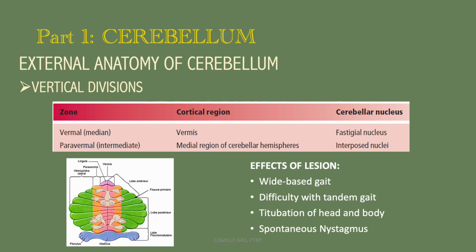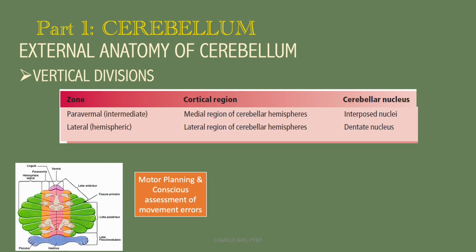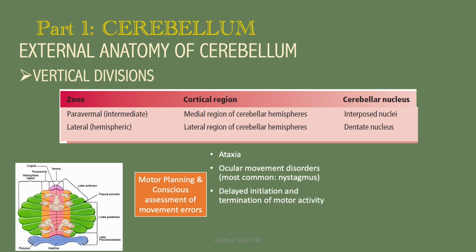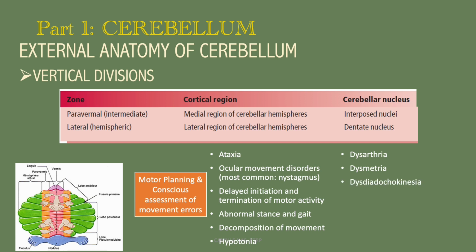And then you have your spontaneous nystagmus. Again, this is yung oscillation of the eyes. Okay, now this is specific to the lateral hemispheric. So this is also for motor planning and conscious assessment of movement errors. So you will have ataxia. Lesions to this area would result to ataxia, nystagmus, delayed initiation and termination of motor activity, abnormal stance and gait, which may be a result of balance problem, decomposition of movement, hypotonia, which is decrease in muscle tone, dysarthria, which is problem with speaking, dysmetria, which is overshooting on a focal point, dysdiadochokinesia, problems or impairments with alternating motion, dysrhythmokinesis, problem with rhythm of a movement, impaired check, and lastly, impaired check and rebound.